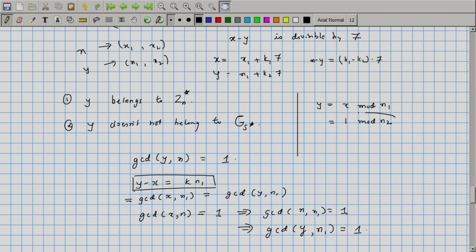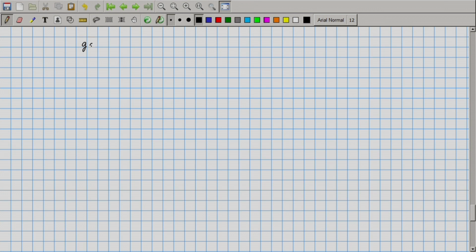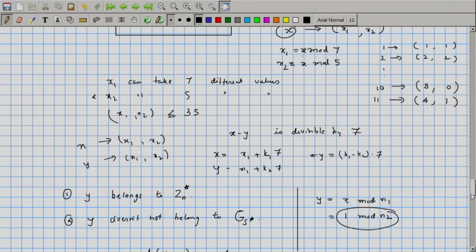Okay. And from this equation, we can conclude that GCD(y, n2) is also equal to 1. So, we have argued that GCD(y, n1) equals 1 and GCD(y, n2) is equal to 1. That means y does not have any common factor with n1 or n2. So, therefore, GCD(y, n) is equal to 1. So, we have already managed to show that y belongs to Zn star.